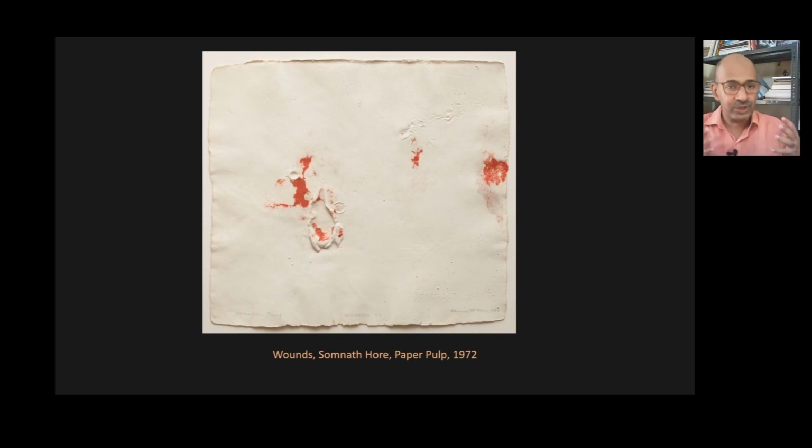So, Somnath was one of those artists from 1940s, but continued to be not only active but extremely innovative to the extent that he comes up with this hitherto unknown unseen medium of paper pulp to be used as a creative medium.